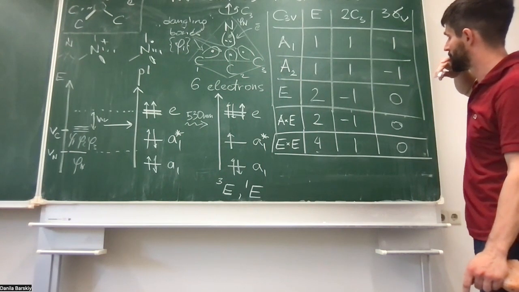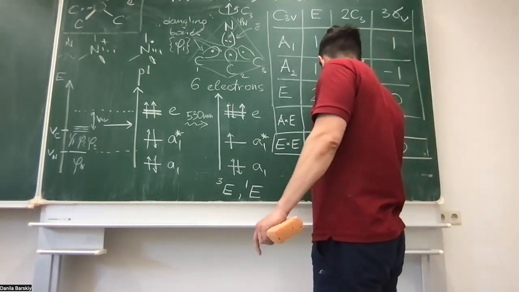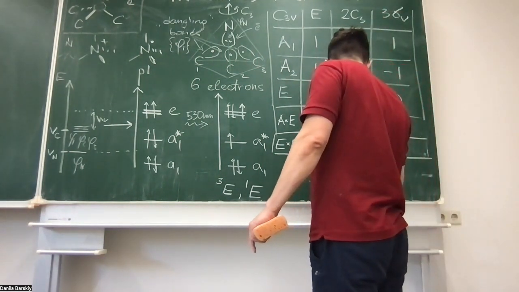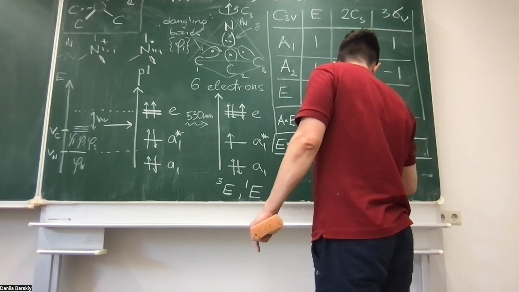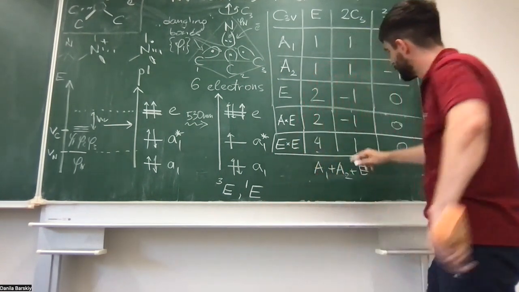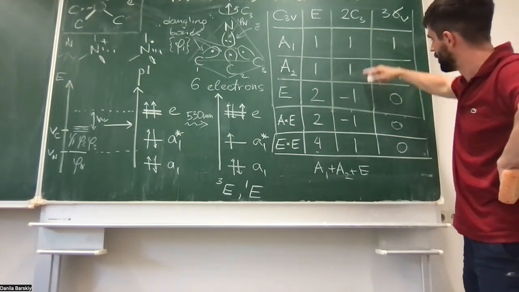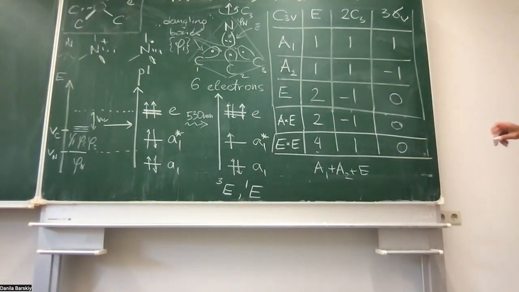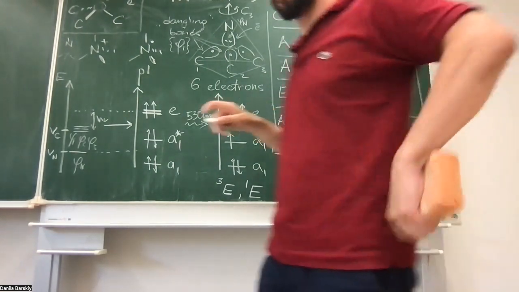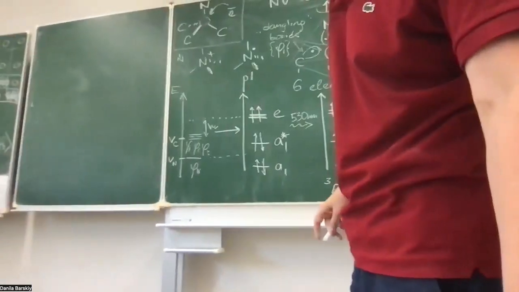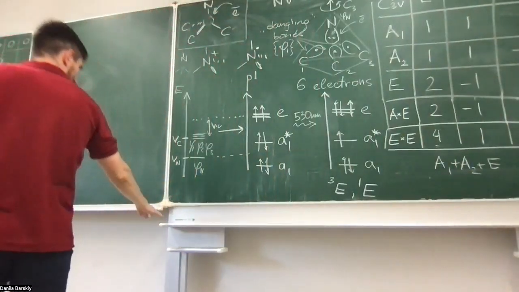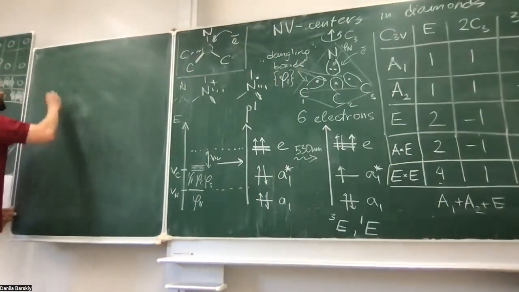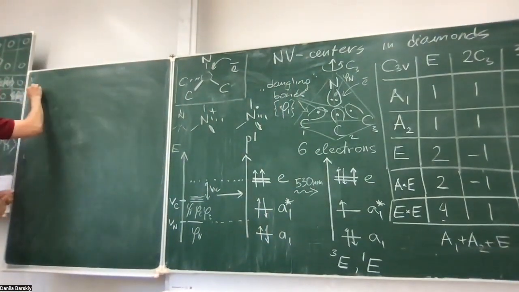But now look, I think this line is the same as A1 plus A2 plus E. Is it correct? Right? And now we have a little problem. Normally, we have basically this situation, 2 electrons occupying 2 orbitals.